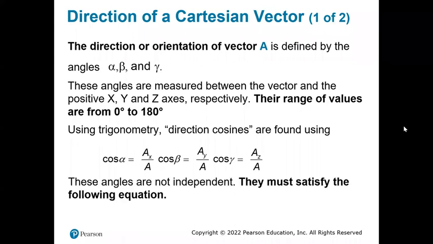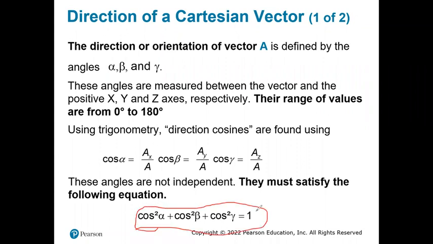So these angles are not independent. They must satisfy the following equation. That means we use the cos rule. The addition of the cos squared of all these three angles should be equal to 1. So they are dependent upon one another, right? So they are not independent.